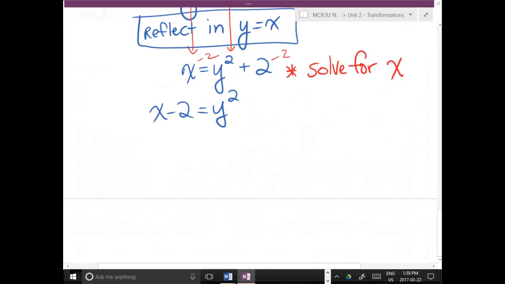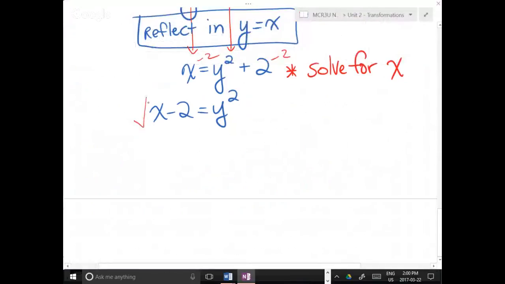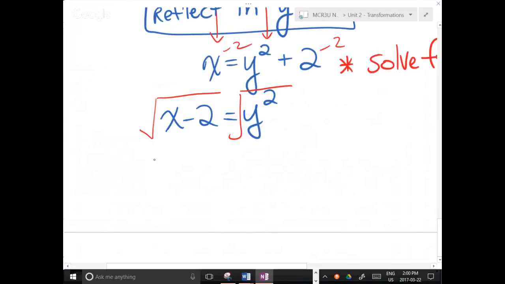Now what can I do? Square root. I can square root. Correct. Now, keep in mind that if it's addition and subtraction, I have to square root the whole thing. I can't break it up into pieces. So what will my next line be? Yeah, y equals square root of x minus 2.